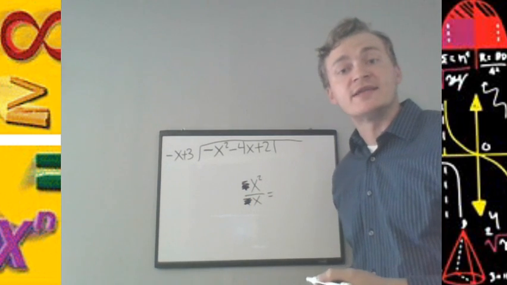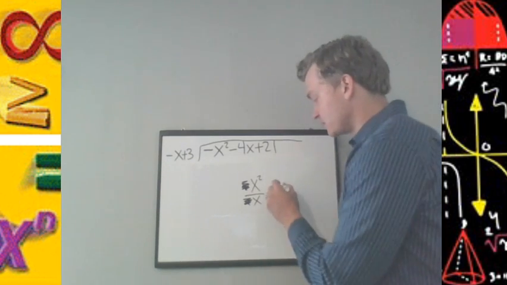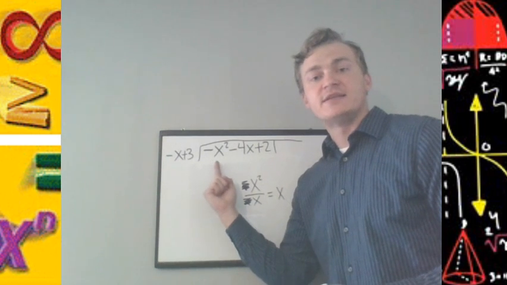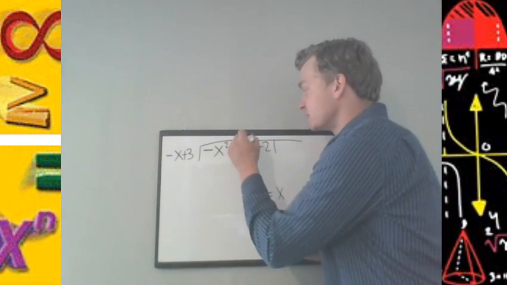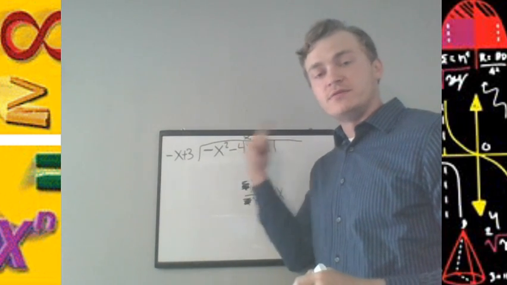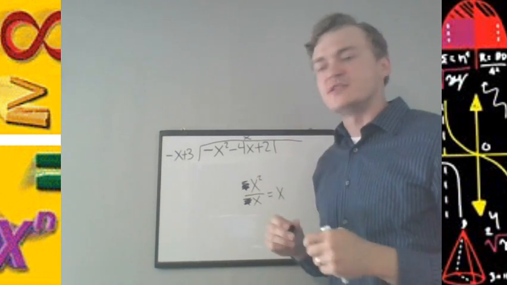So we know they will cancel. X squared divided by x is simply x. So we see here, how many times will negative x divide into negative x squared? X times. So we will write x on top of our dividing bar, our doghouse as some call it.